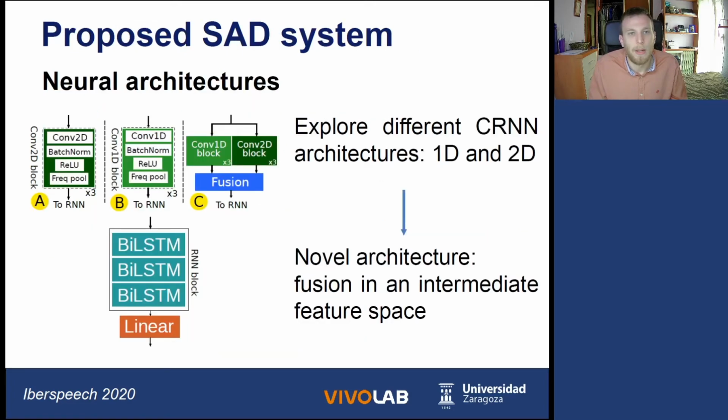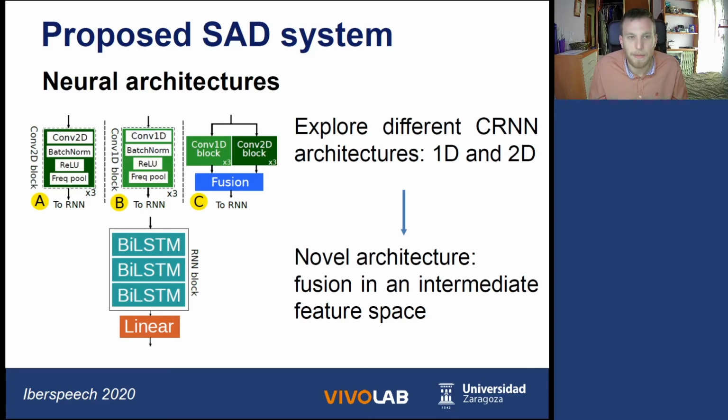Okay, now I will explain the neural architectures that we have explored for this paper. Namely, we've been working with CRNN architectures that use both 1D and 2D convolutional filters. As you can see here in these figures, System A is based on the use of a convolutional 2D block composed of a convolutional 2D layer, a batch normalization layer, a ReLU activation, and a frequency pooling mechanism.